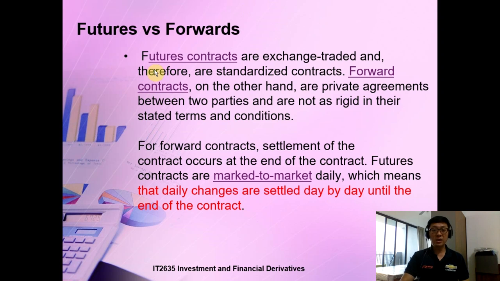A futures contract is on the exchange. Forward contracts are all private. Forward contracts are usually customized or a private agreement, a mutual agreement between two parties.